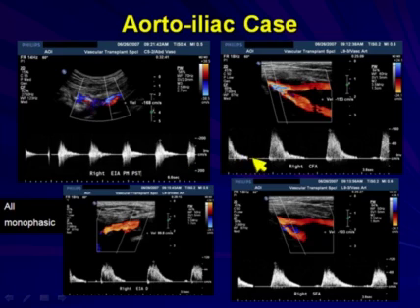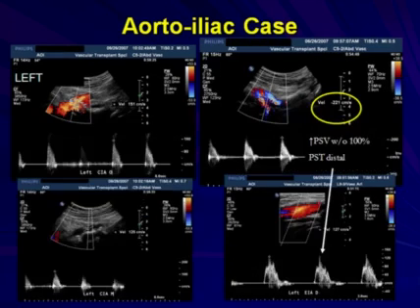Finishing out that side of the exam is documentation of the right common femoral artery and the runoff vessels, PFA and SFA. All of these vessels then are monophasic.